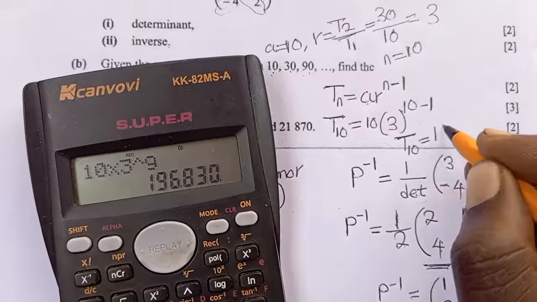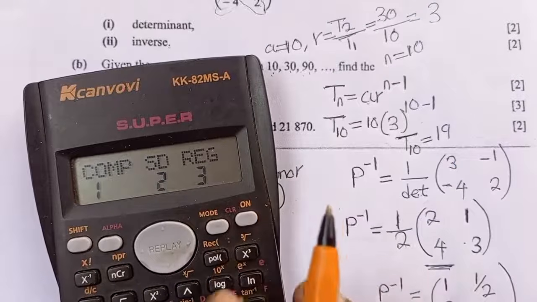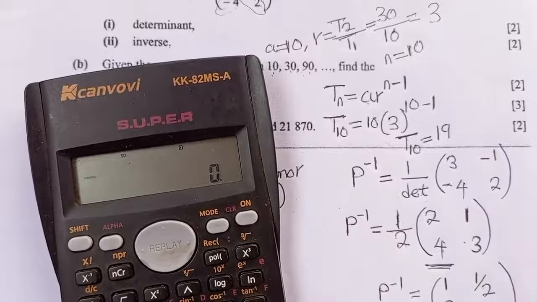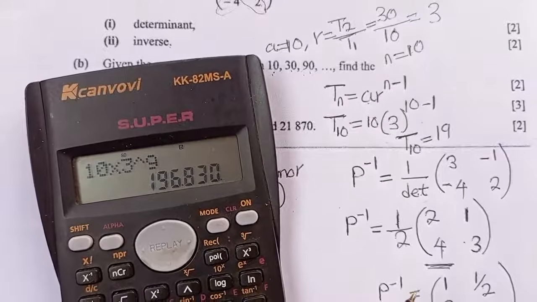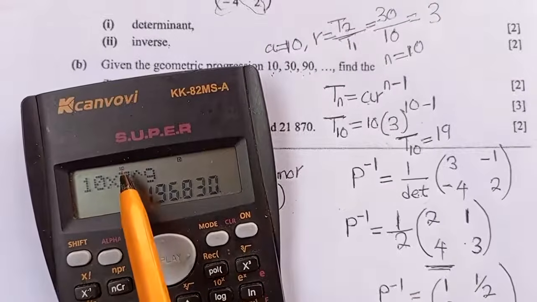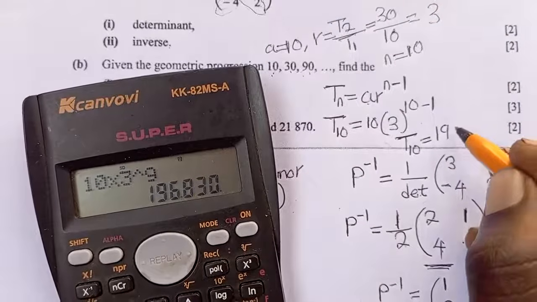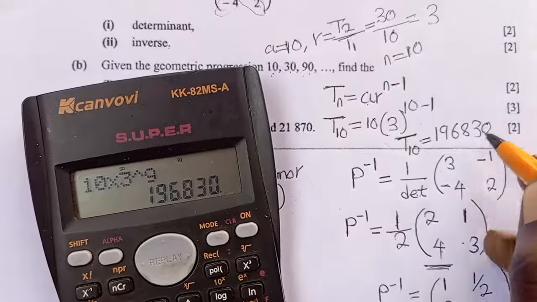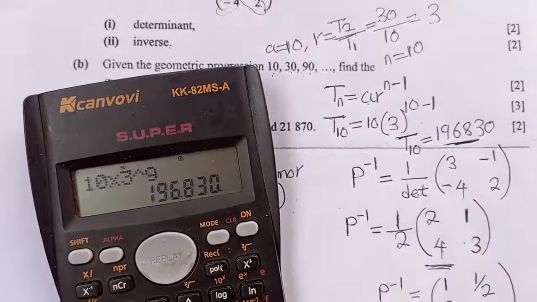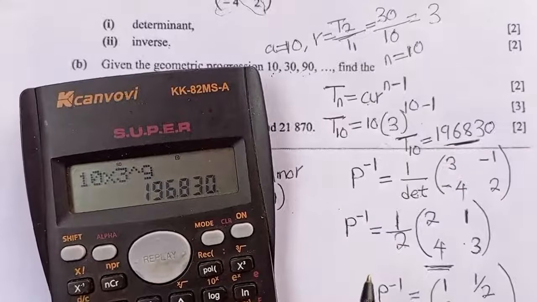So I change my calculator. I put it in standard. So 10 times 3 to the power 9. Then what is the answer? This is the answer I'm getting. Have you seen? It was not in standard, and it's supposed to be in standard there. So to avoid mistakes, it is better you just change your calculator to the appropriate standard form. So we are done with that question.